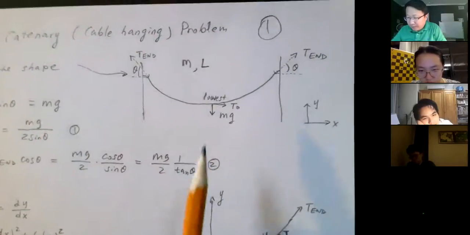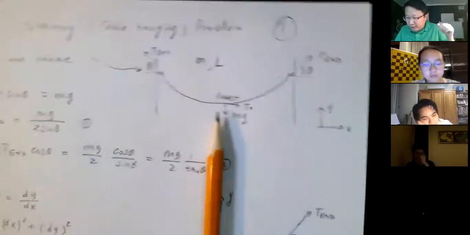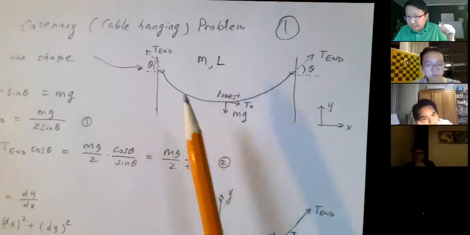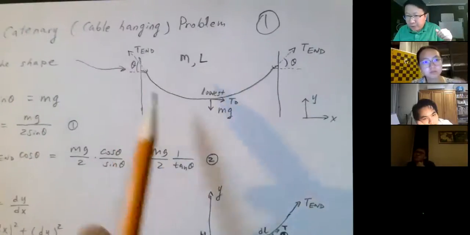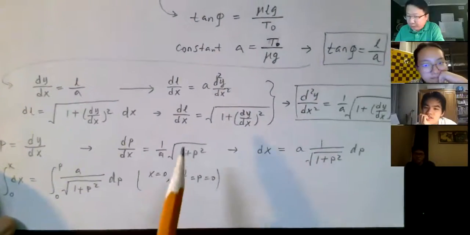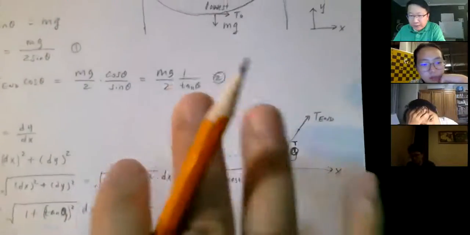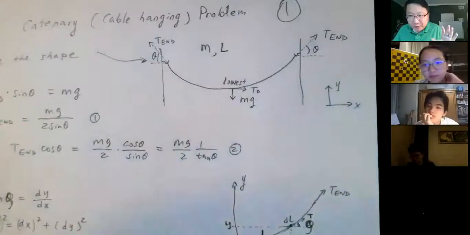Oh, and sometimes your parents hang a rope between two locations to try to dry your clothes. So what kind of shape is this? We can use lots of calculus knowledge to derive this, and we can perfectly solve this question.